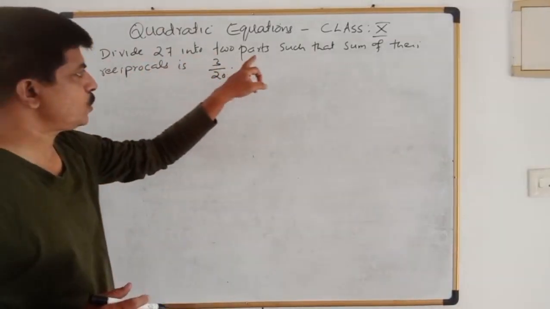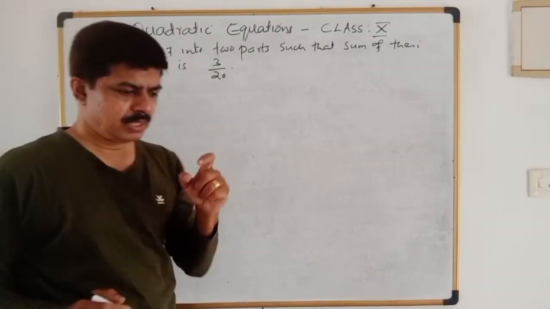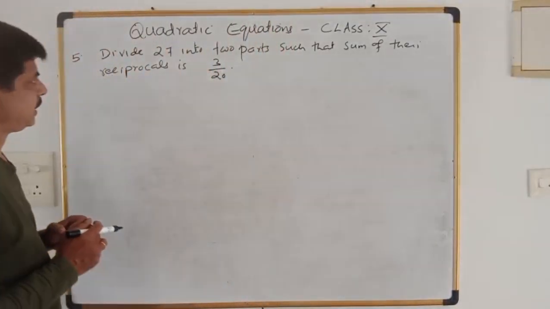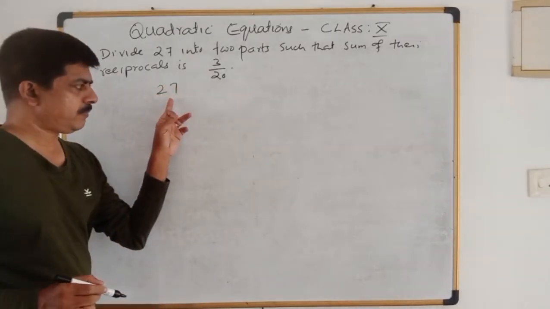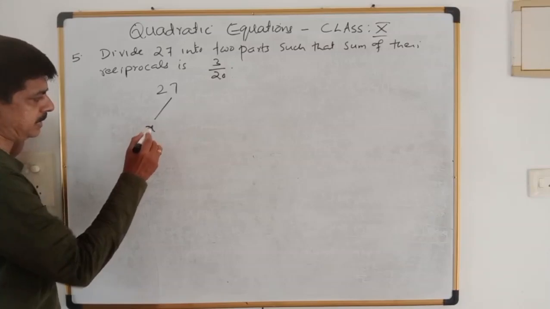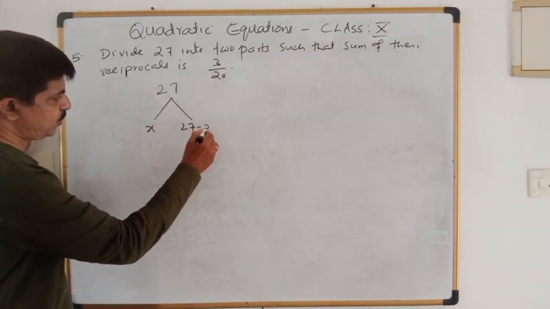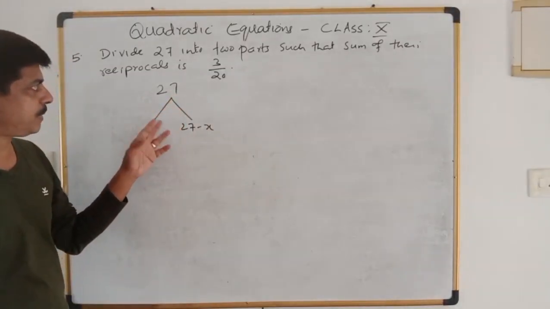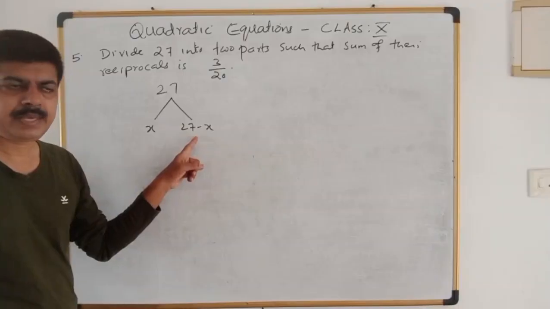Divide 27 into two parts such that sum of the reciprocals is 3 by 20. In algebraic method, how will you divide 27 into two parts? We have to take one number x. Other number will be 27 minus x. Make it into two parts like x and 27 minus x.